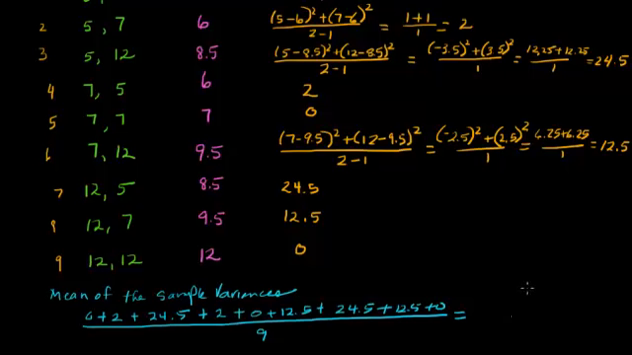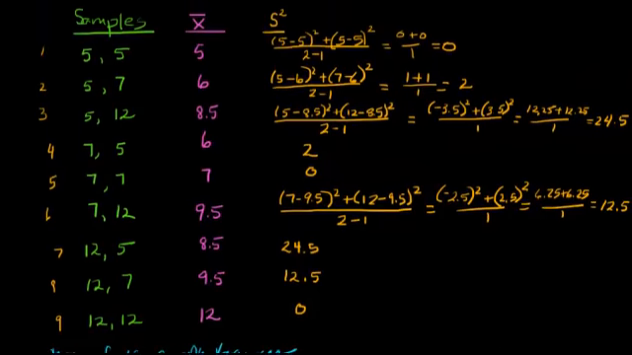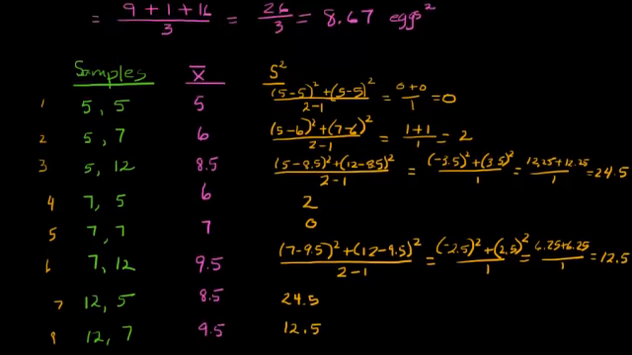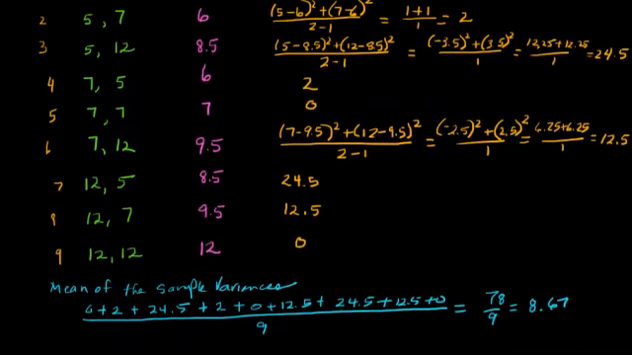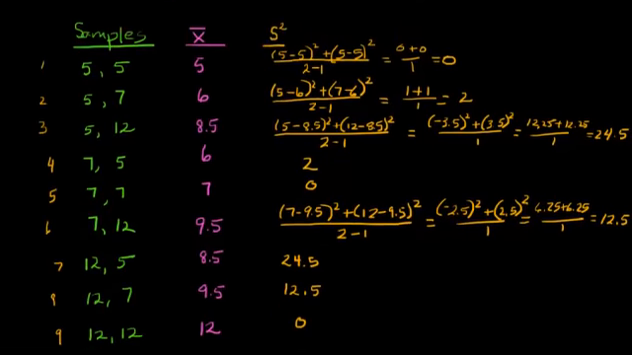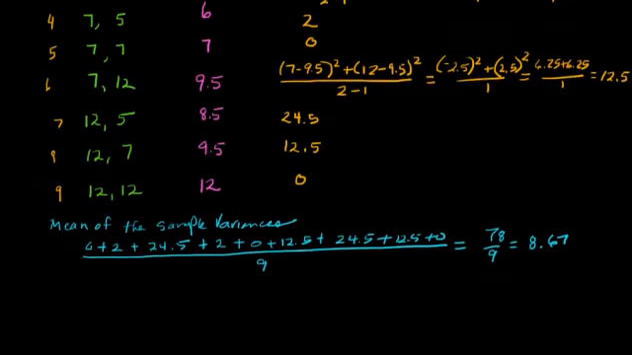And we end up getting 78 divided by 9, which is rounded 8.67. Recall that when we calculated the population variance, right here in the purple, it was 8.67. So we're seeing just what we saw before with the mean, that we're getting the exact same result, whether we use the population or every possible sample of the same size.